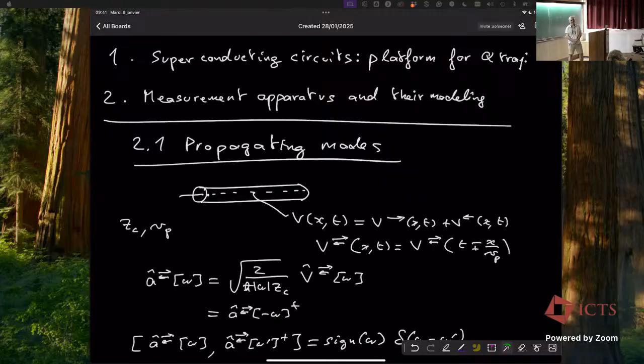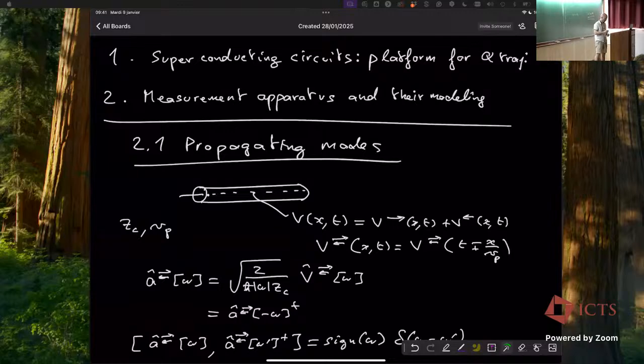Yeah, thanks a lot. So indeed I will continue this lecture, and first let me remind you a bit where we were. First we introduced why superconducting circuits are a good platform to explore quantum trajectories and quantum control and feedback, and then we were in this second part, which is about the description, the modeling of the measurement apparatus that are used for detecting the signal coming out of these quantum systems.